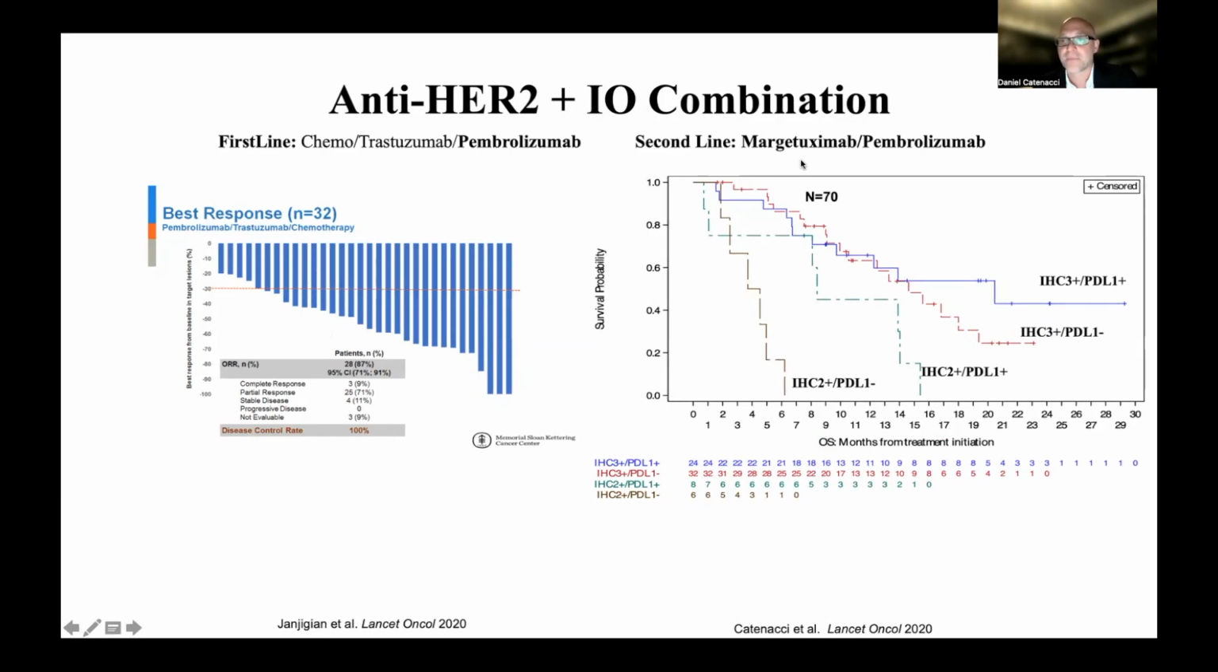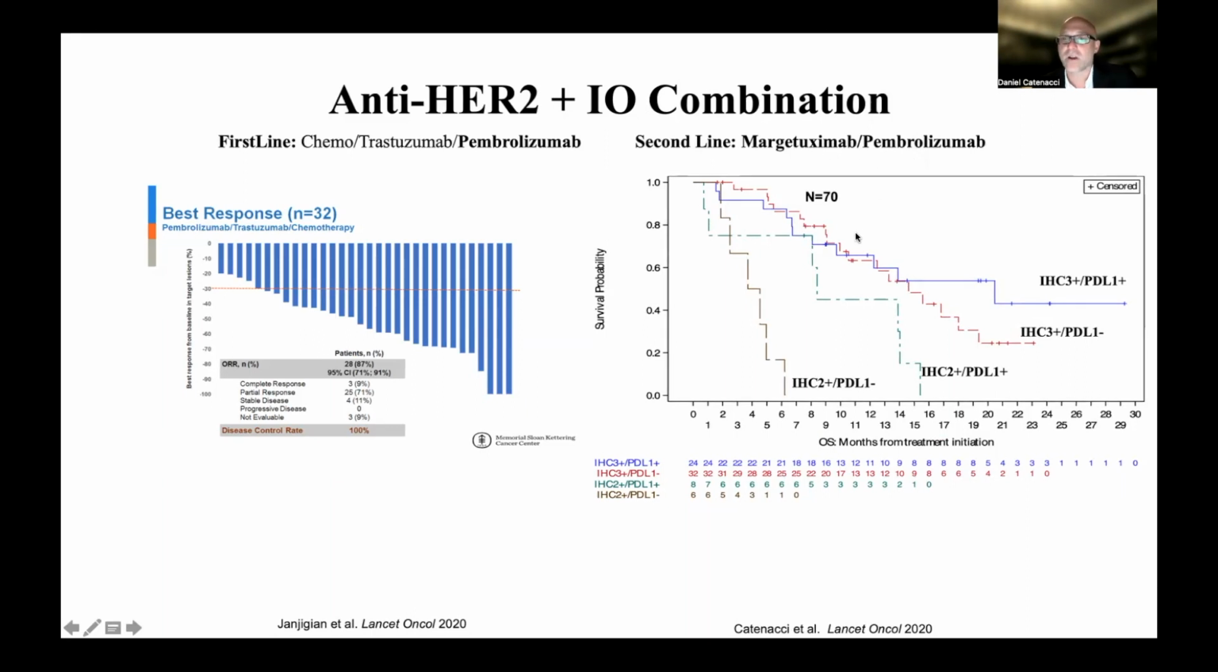On the other side, in the second line setting, we had a study that was a single arm study, a little bit bigger in terms of numbers of patients, that was looking at after failure of first line therapy, failing chemotherapy plus trastuzumab, patients were eligible to get a chemo-free second-line option of just margetuximab antibody and pembrolizumab antibody, anti-HER2 and anti-PD-1.